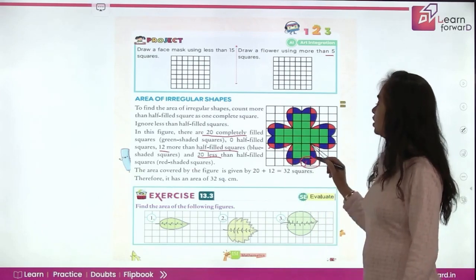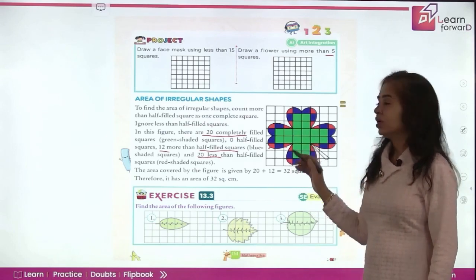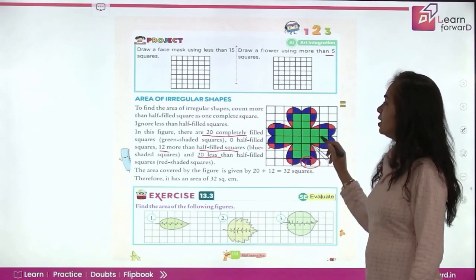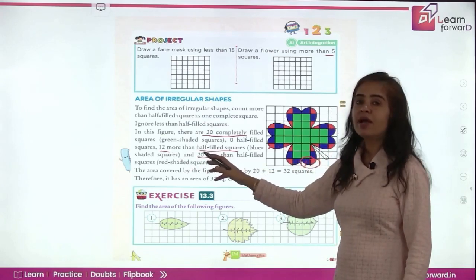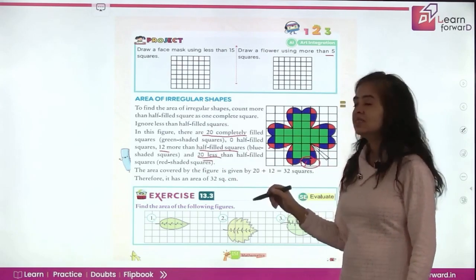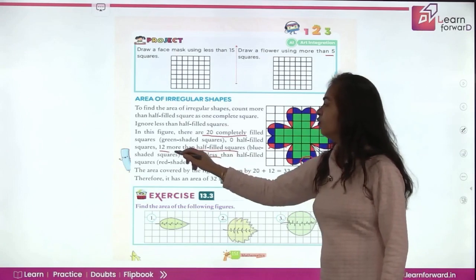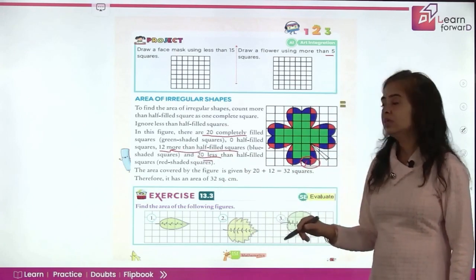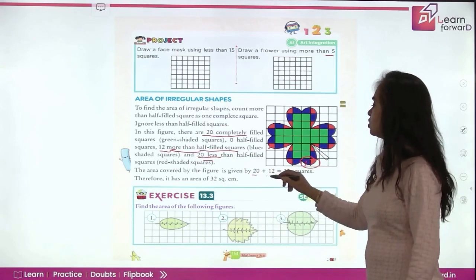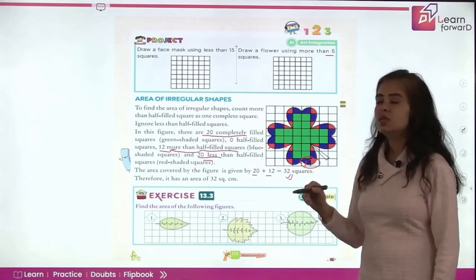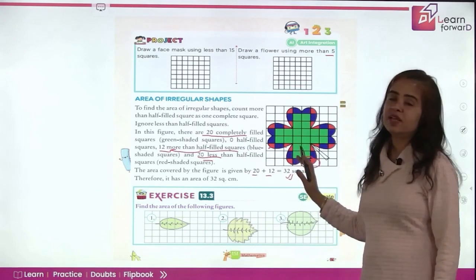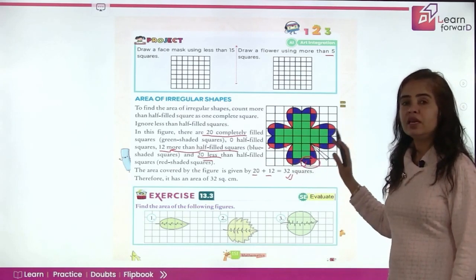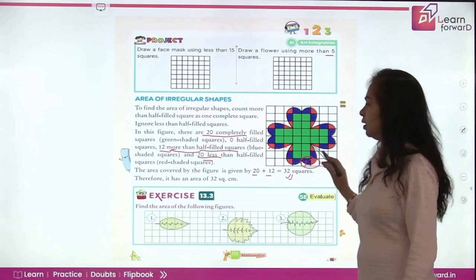In case of irregular shapes, it cannot be a perfect measurement. So we get 20 more. That means these 20 are completely filled. Then 12 more half filled squares, and out of 20 less than half filled, we take 12 with them. So we get another 12. So 20 plus 12, that gives you 32 squares. Roughly, I am telling you, this is a rough estimate of irregular shapes to find out the area.